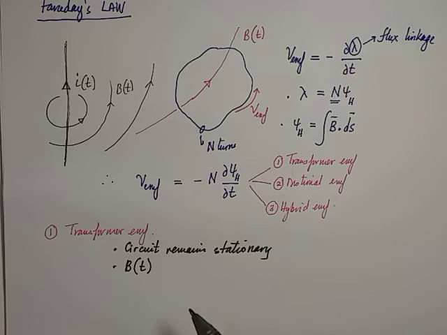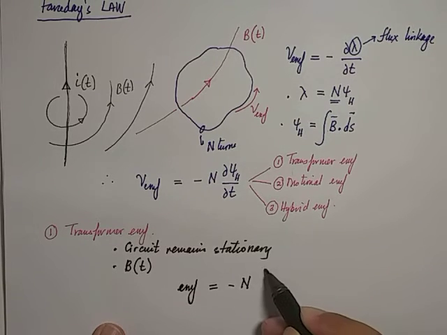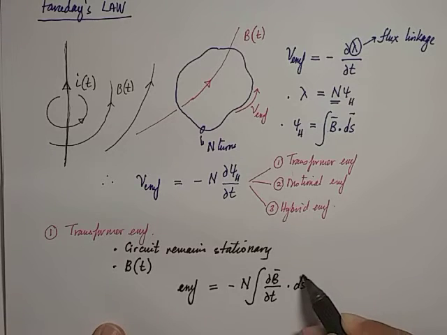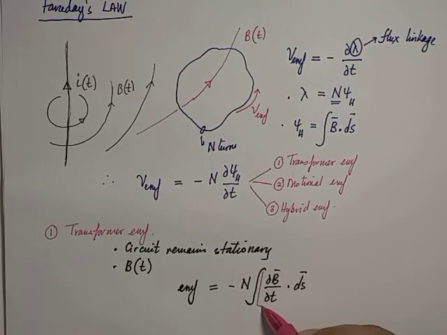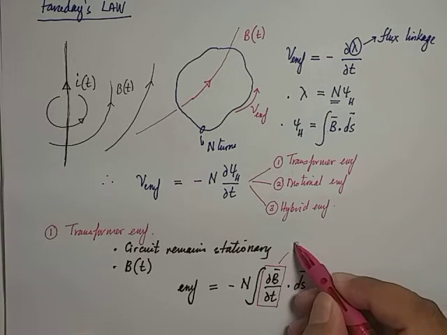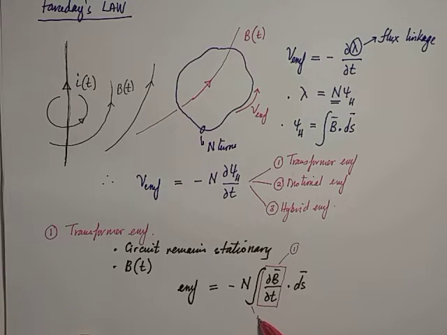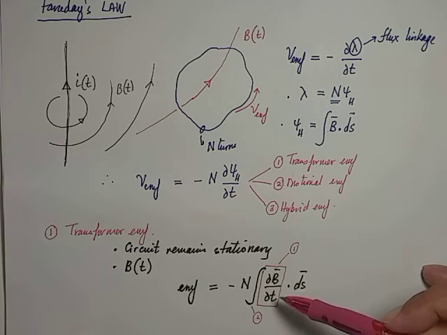So whenever we deal with this type of transformer EMF, the Faraday's law that we want to use is as such: negative N integral of dB over dt dot dS. What we have to do first is this differentiation. That should be our first step in solving transformer EMF. Once we have done that, only then do we continue with the integration. Those are the steps needed to solve problems related to transformer EMF. Differentiate first, then integrate.